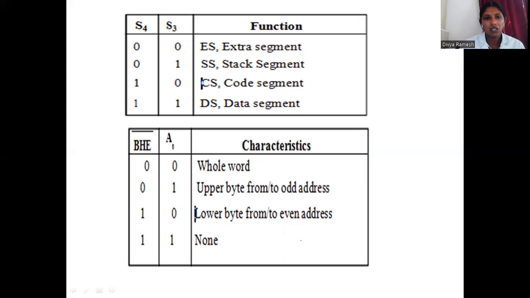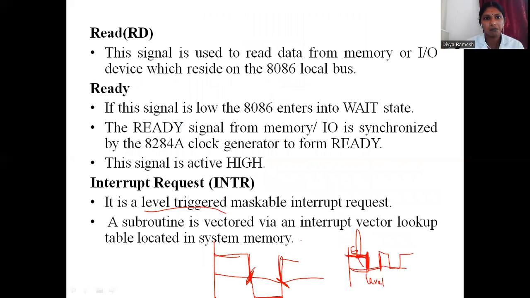Similarly, it depends upon the inputs A0 and BHE. BHE is nothing but bus high enable. Depending on these two inputs, the bytes to be read are decided. For example, whether 8-bit data is present at an odd or even address, the lower byte or upper byte, or the whole word has to be read during this operation. That has to be decided with the help of these two pins.